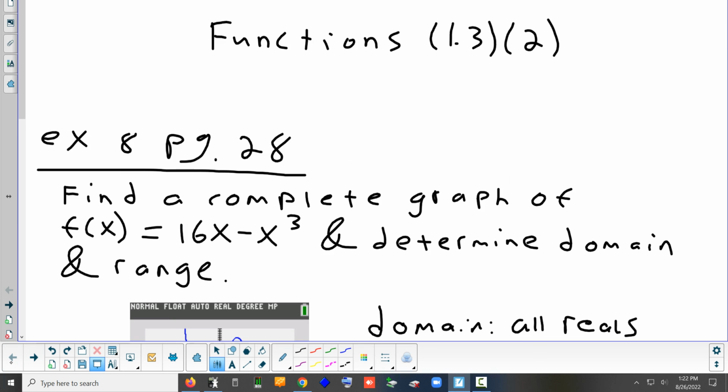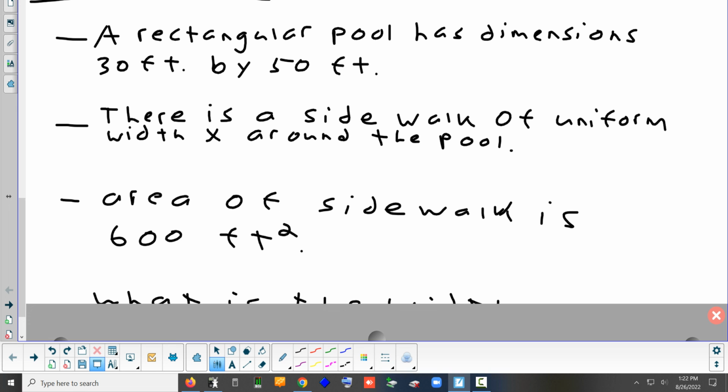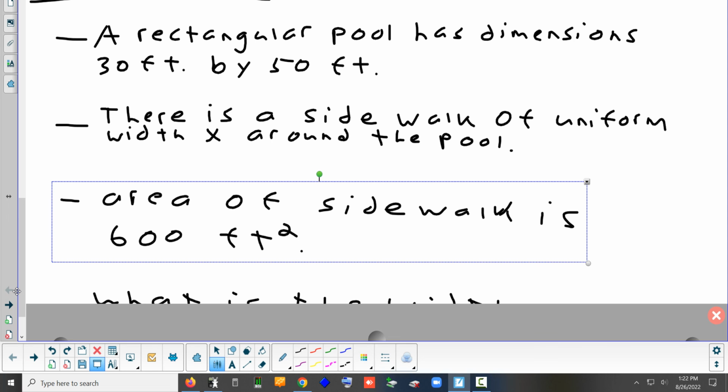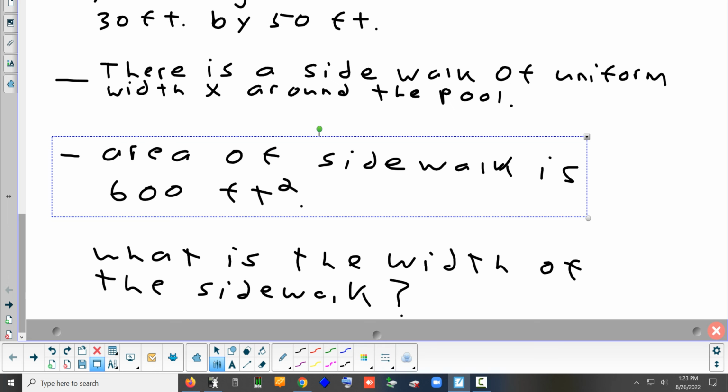All right, so let's try this. It says a rectangular pool has dimensions of 30 by 50. And there is a sidewalk around the pool. The sidewalk is the same width all the way around. The area of the sidewalk is 600 square feet. What is the width?